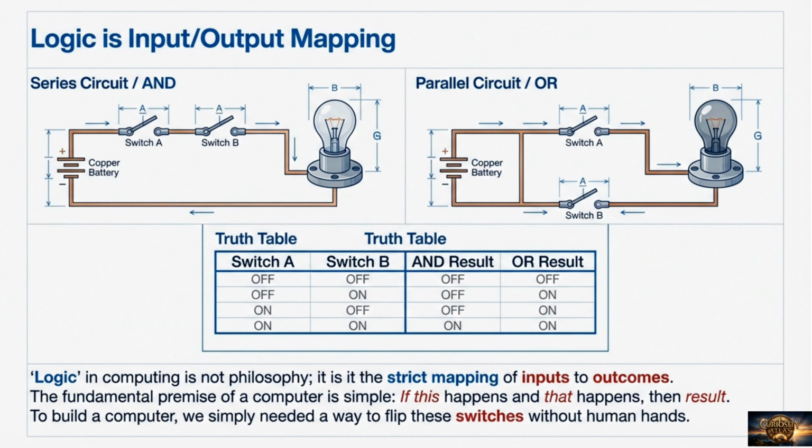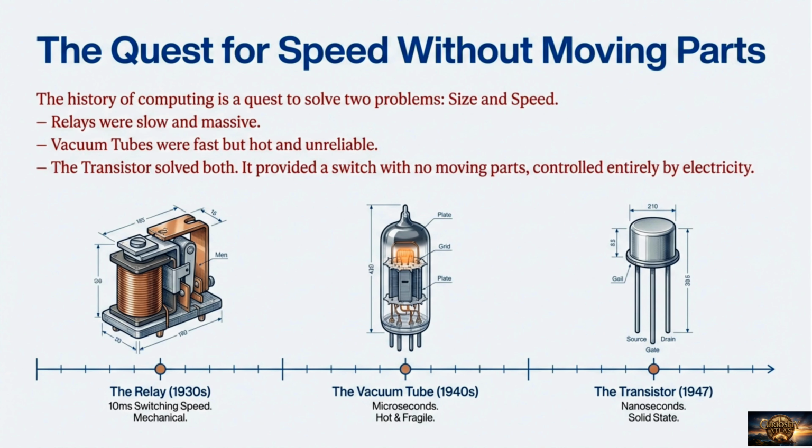At its core, computing logic is the strict mapping of inputs to outcomes. The fundamental premise is simple. If this happens, then that happens. Then we get a result. Computer circuits like the AND and OR gates map inputs to defined outputs, which we see illustrated in their truth tables. The history of computing is a quest for speed without moving parts.